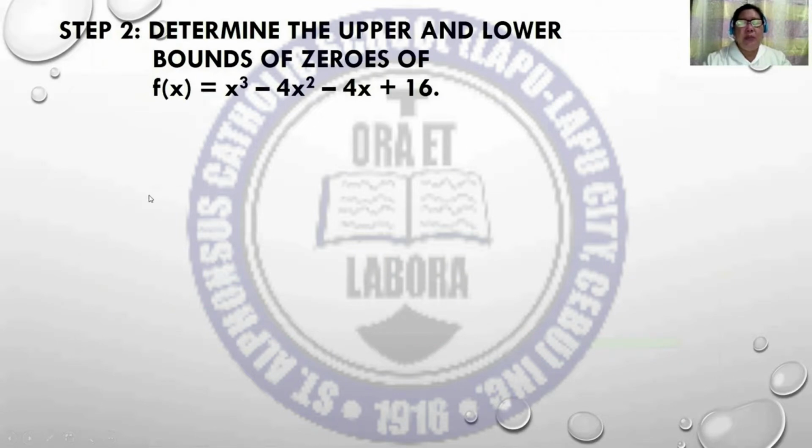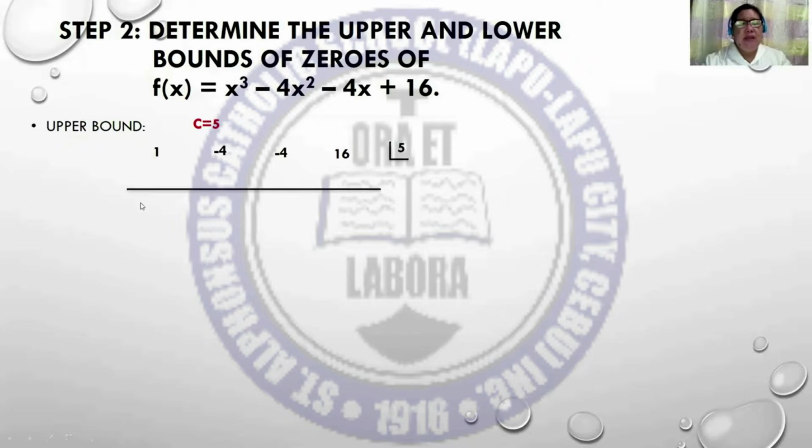For step 2, determine the upper and the lower bounds of zeros of the given function. For the upper bound, let us have c is equal to 5. And let us identify the numerical coefficients of the given function. First, we have 1, negative 4, negative 4, and then 16. The value of c is 5. And then we have to use the synthetic division.